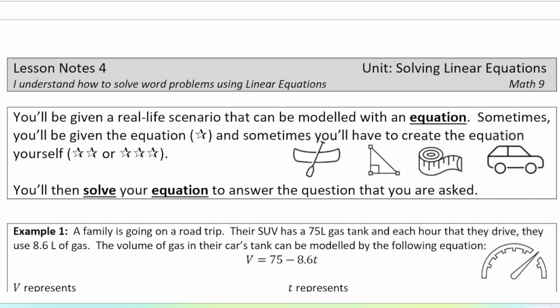Okay, so this is lesson 4 in the Solving Linear Equations unit for Math 9. In this lesson, we are going to be using some of the algebra skills we've learned in the previous lessons to solve some word problems. We'll either be given an equation already that represents a word problem, or we'll need to come up with an equation to represent a word problem, and then use that equation to solve some different scenarios. Okay, so let's have a look at the 3 examples.